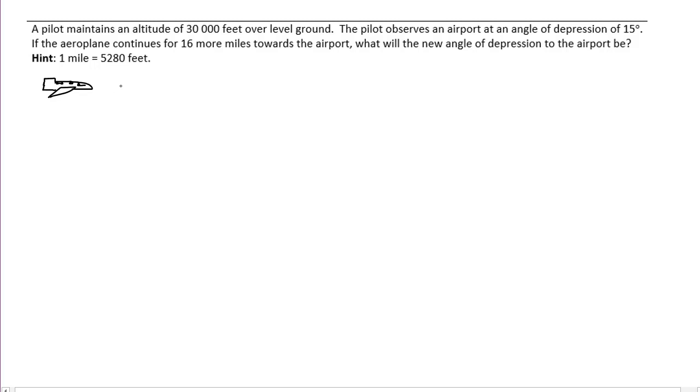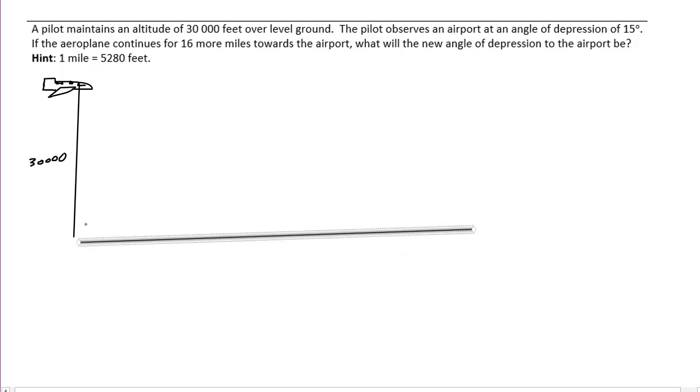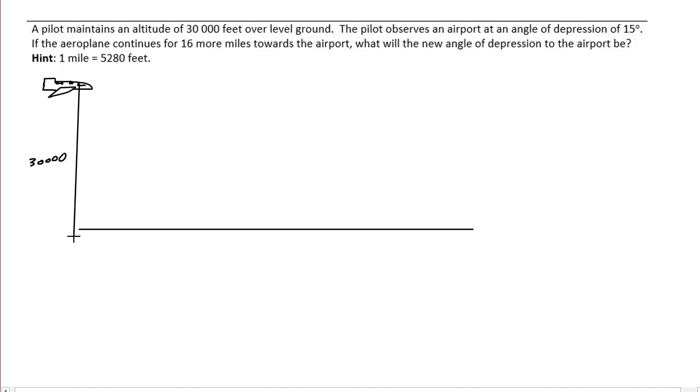Okay, so a pilot maintains an altitude of 30,000 feet over level ground. So that means that's how far up he is in the sky. I'm not trying to make this too big, so I have some room to do some work. The pilot, it's not perfectly vertical, but you get the point, is 30,000 feet in the air. So let's draw the ground. Here's the ground. There we go.